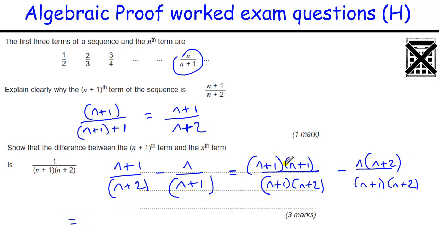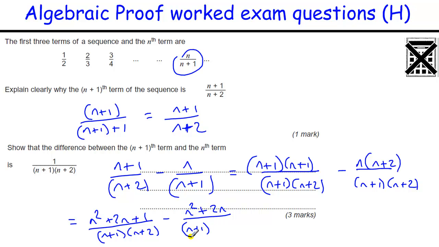And that gives me this top bit. When you multiply it out, make sure you use a proper method to remember how to do this. You get n squared, you've got n and n, which is 2n plus 1 all over n plus 1, n plus 2. Always look to see what you're trying to get. I don't need to do anything with that bottom bit because I want to leave it as n plus 1 times n plus 2, and I've got n squared plus 2n over n plus 1, n plus 2, and then I need to combine those.